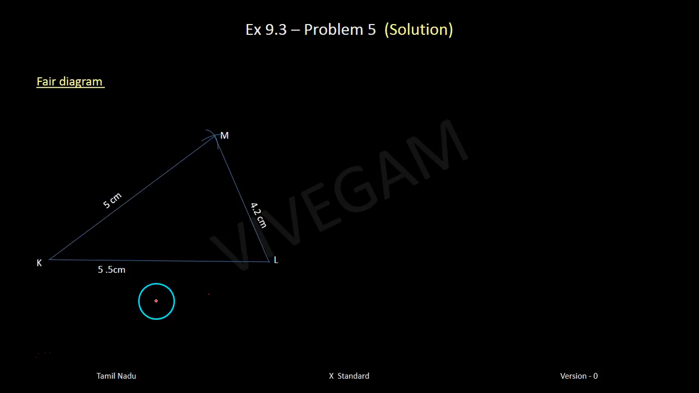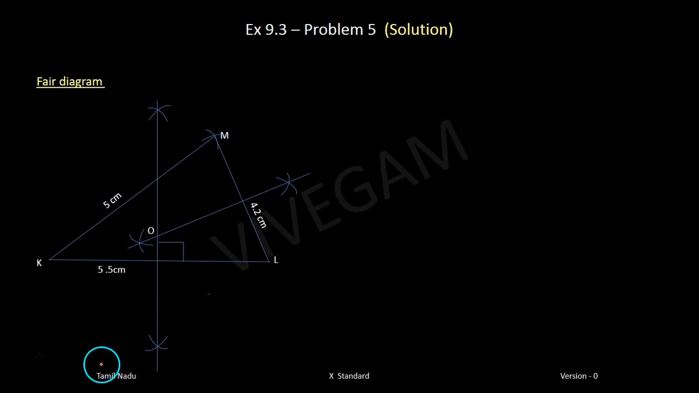So draw a perpendicular bisector of KL and a perpendicular bisector of LM. How do we draw a perpendicular bisector of KL? Let me go through one more time. All you need to do is take more than half the length of KL. Here the length is 5.5, half of it is 2.75, so let's take 3 centimeters radius. With K as a center, draw one arc above and one arc below.